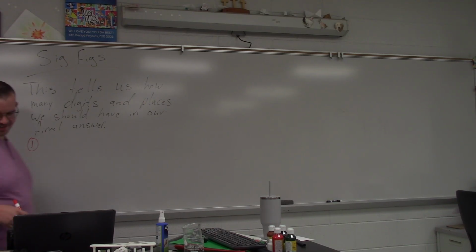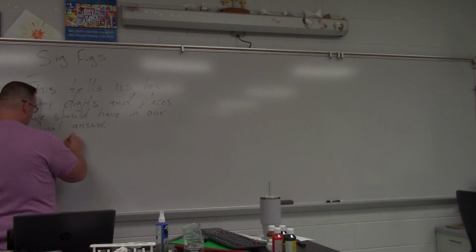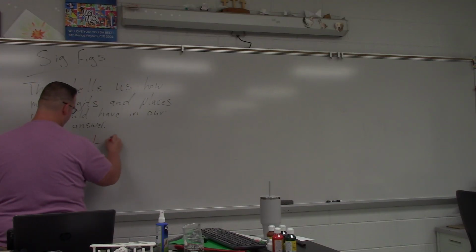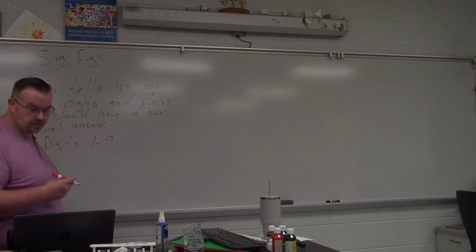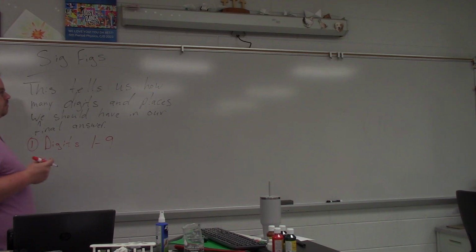All right, so first are digits 1 through 9. So if it's an actual number 1 through 9, it is significant. So it matters. The tricky part is when it comes to zeros, because zeros can count and they can't count. That's where the confusion comes in. So here's the key to knowing whether it counts or not.